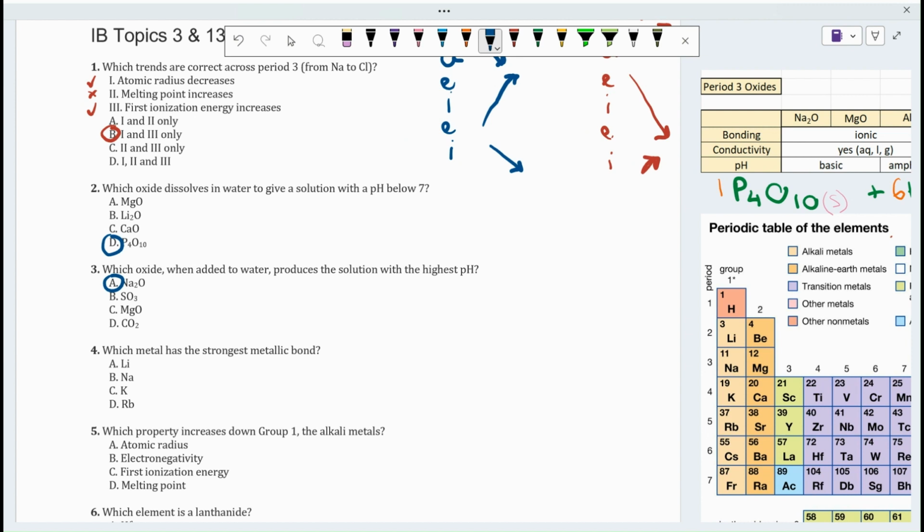Number 4, which metal has the strongest metallic bond? So strength is dependent upon charge and upon size. What we want is lots of delocalized electrons, which will make the nuclear pull stronger. So in effect, it will make the size of our ion or of our atom in this case smaller. So charge doesn't really come into it here, it's more size. And in this case, lithium is the smallest.